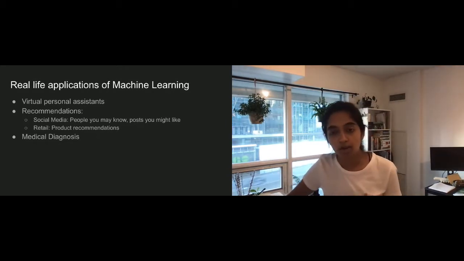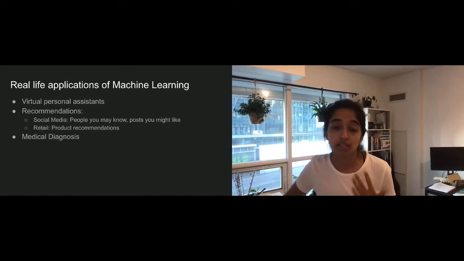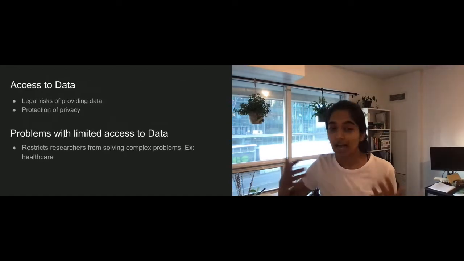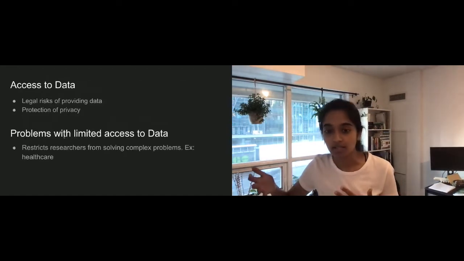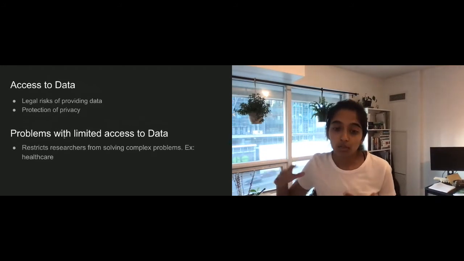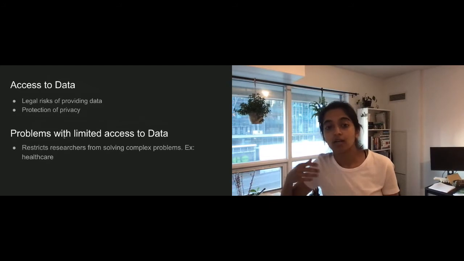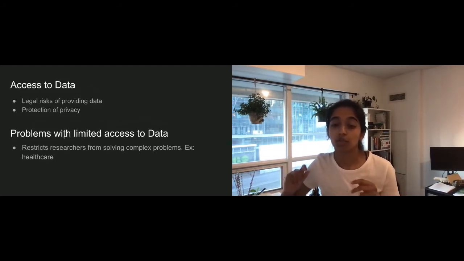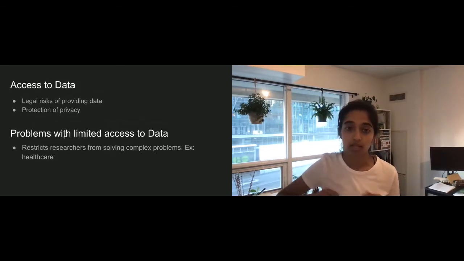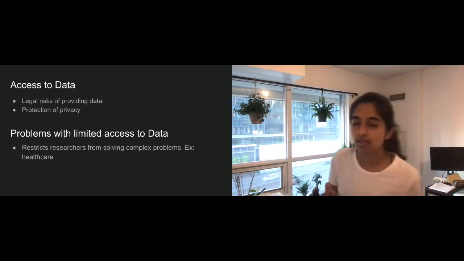So the backbone of machine learning is data, really good data. But getting access to data is not always easy because you have legal risks for institutions that will provide the data for you. And there are also risks about making sure that you protect the privacy of all of the individuals whose data is represented in the database. So let's look at examples for this.